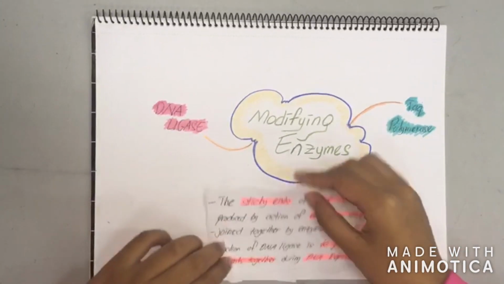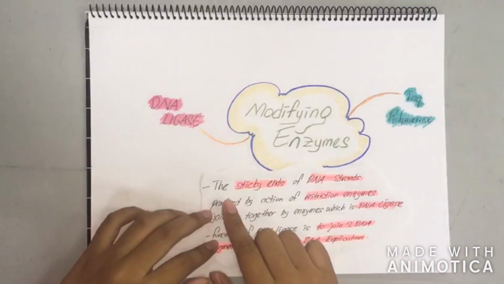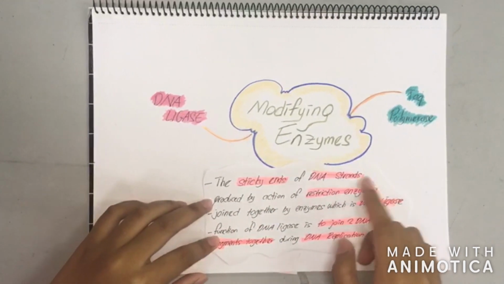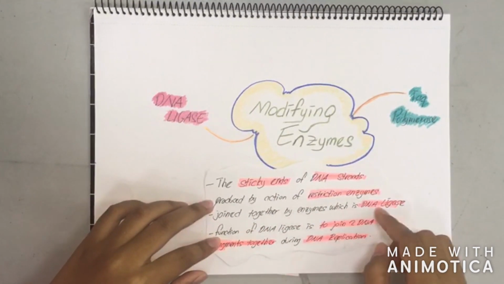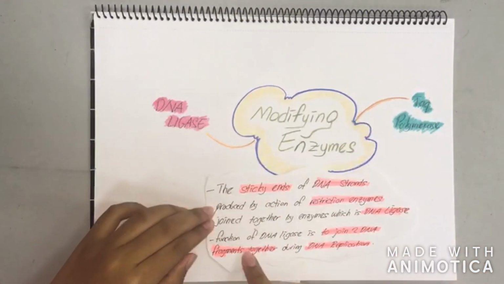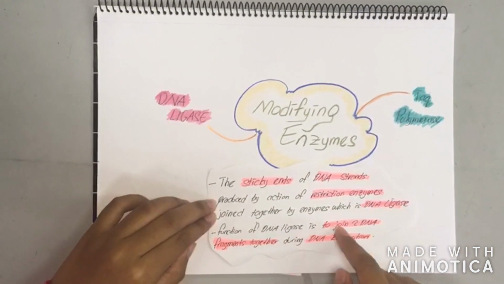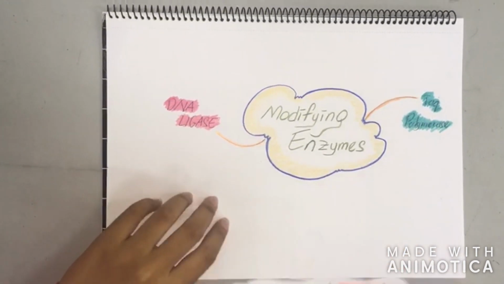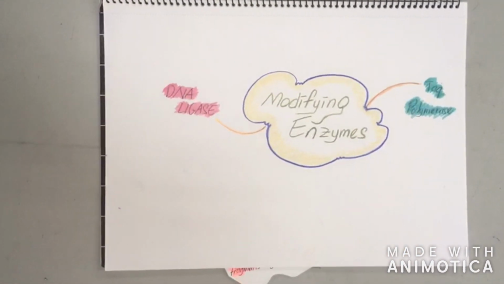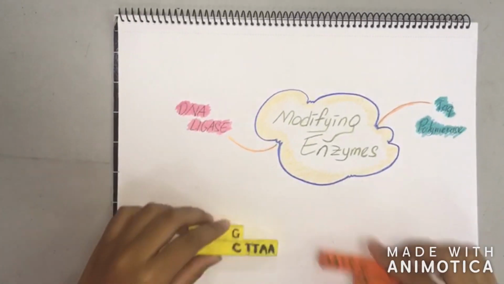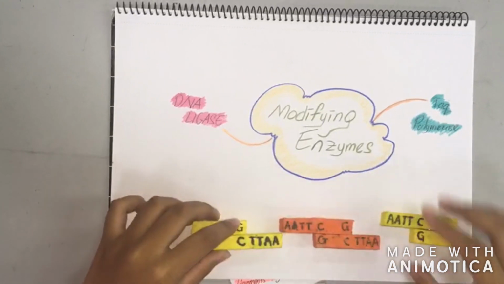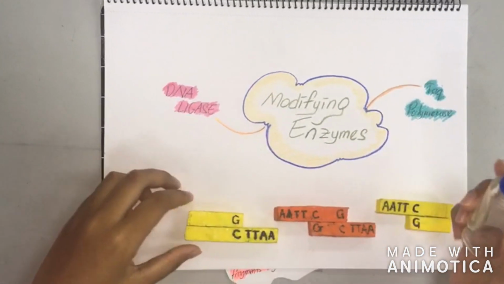Lastly, DNA ligase. The sticky ends of DNA strands produced by the action of restriction enzymes are joined together by an enzyme, which is DNA ligase. The function of DNA ligase is to join two DNA fragments together during DNA replication. Okay, for example, we have a sticky end and DNA ligase.